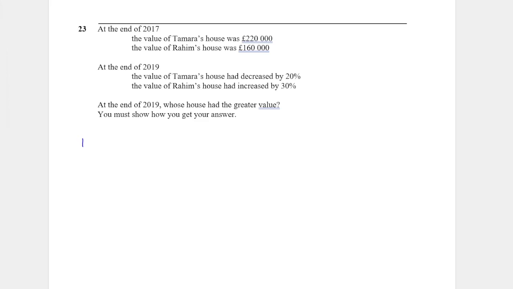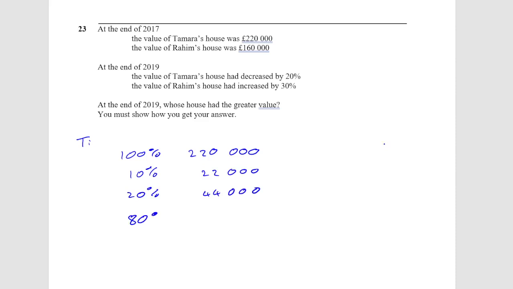Okay, so we're going to start with T's house. So if the full amount is 220,000, then I'm going to say that 10% would be 22,000, so 20% would be 44,000. So 80%, which is the current price, or 2019's price, is going to be 176,000. Just double checking that. Take away 20, and then take away 4 more.